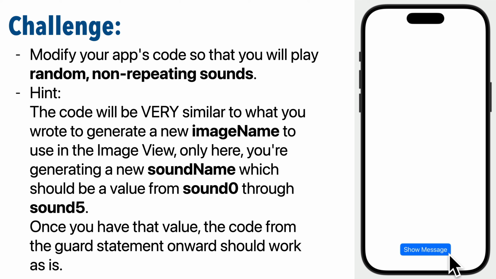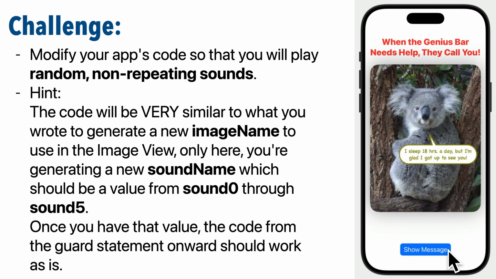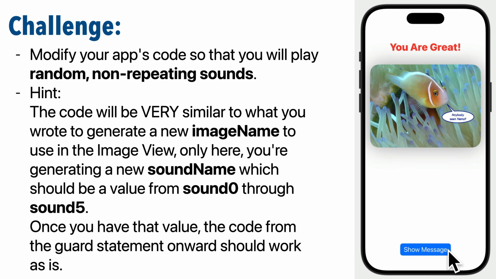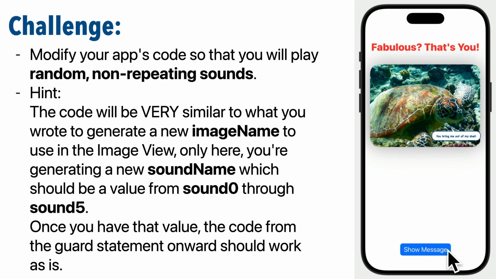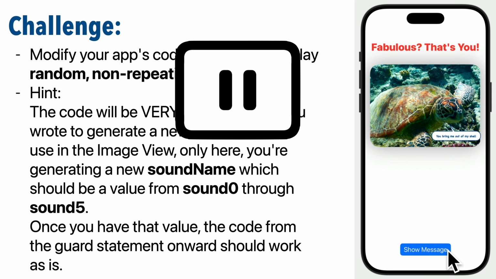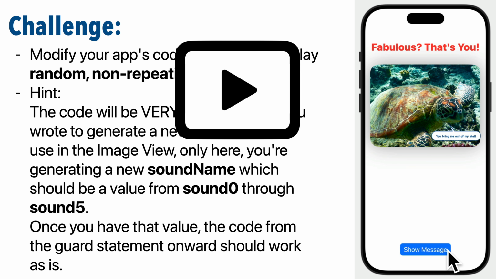Only here what you're doing is you're generating a new sound name, which should be a value from sound 0 through sound 5. And then once you have that new sound name value, you can pass it through the guard statement onward. That should all work just as is. So pause. I know you can do it, Swifter. And when you're ready, resume and we'll compare answers.